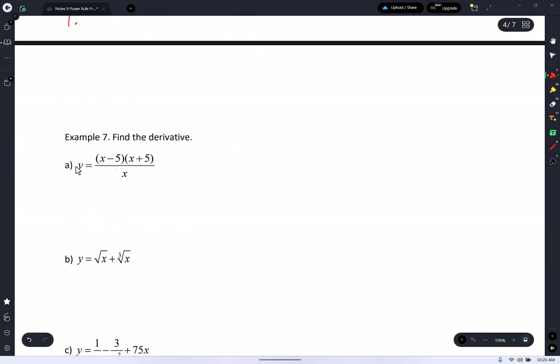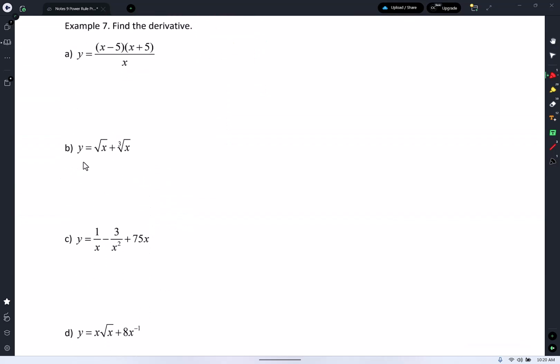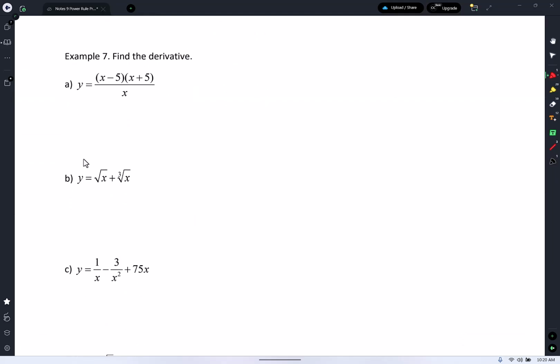Okay. Relax. The only thing you know right now is the power rule. So I know you're looking at this and you're thinking, you said we're not going to do product or quotient. We're not. You just need to do algebra. Guys, focus. In the numerator, it's a difference of squares. So I can rewrite the numerator as x squared minus 25 over x. Are we still all right?